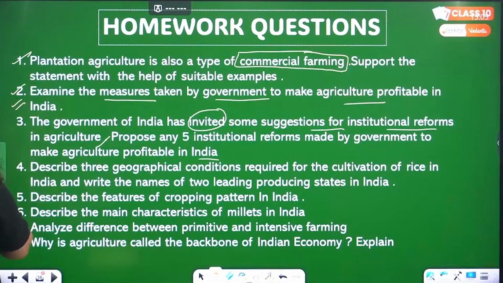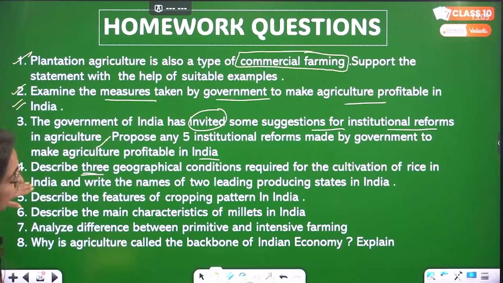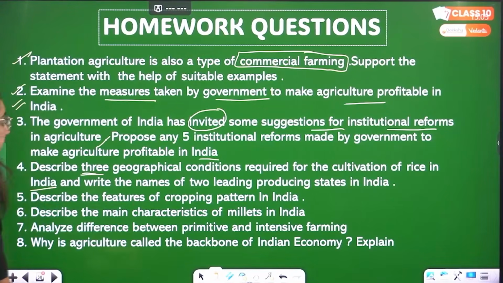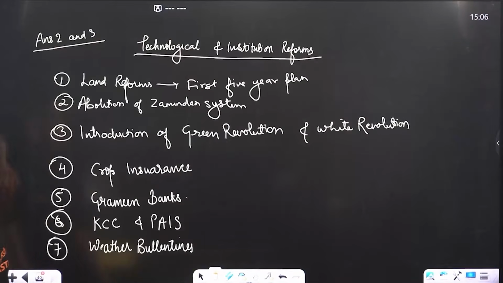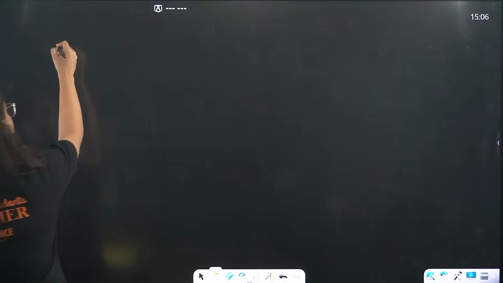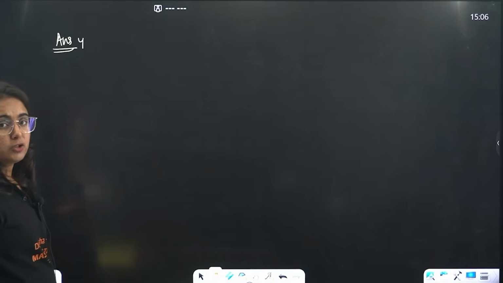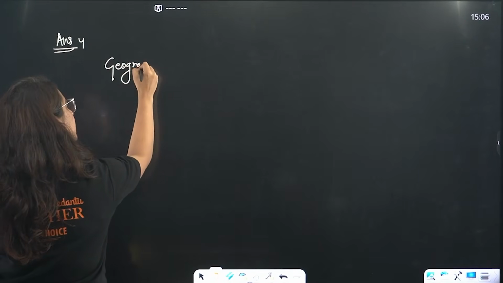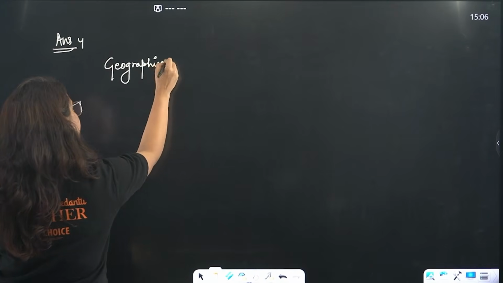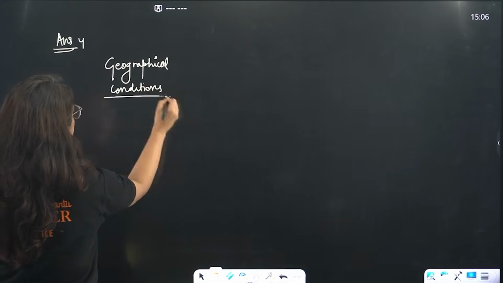ठीक है? Okay, describe 3 geographical conditions required for the cultivation of rice in India, and write the names of 2 leading producing states in India. Very good question. By the way, I am only solving it for you. I want you to write in this way only. So question number 4 is asking us 2 different things. First we have to tell the geographical conditions. How many points did they ask? They asked 3 points.